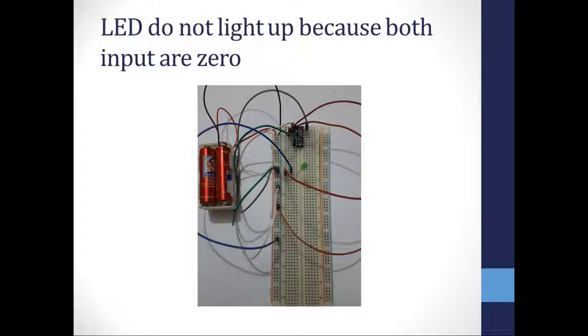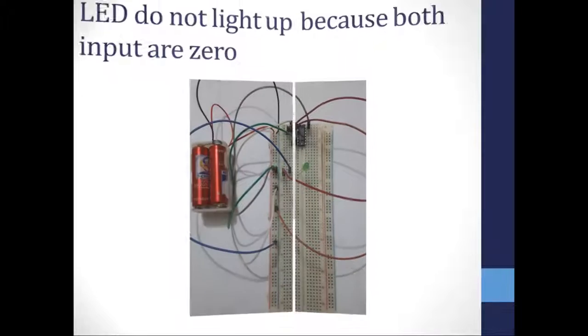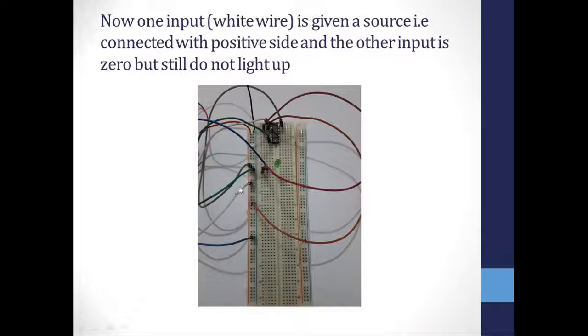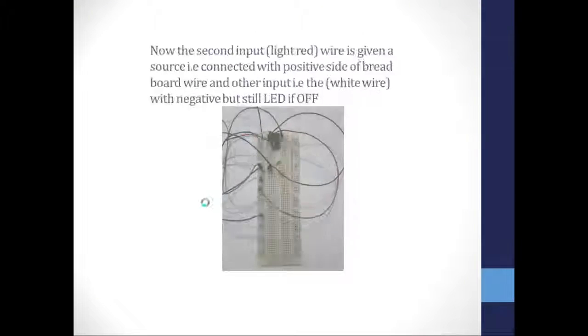The LED does not light up, because both of the inputs are 0. Just see the white wire and the light red wire are attached with the negative side, which means there isn't any source. We have given it some source, but we have not connected the inputs with the source, so due to that the LED is off. Now we are connecting this white one, the first input, with the source, and the other input, the light red wire, with the negative terminal, but still the LED is off, as according to the truth table the output is 0.